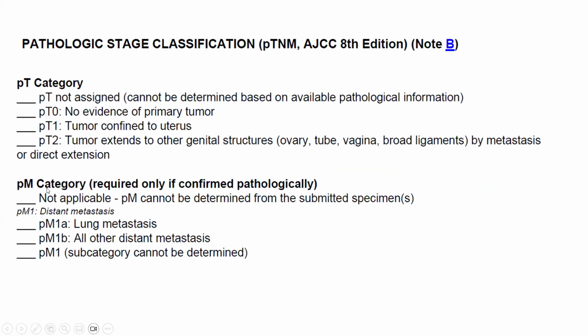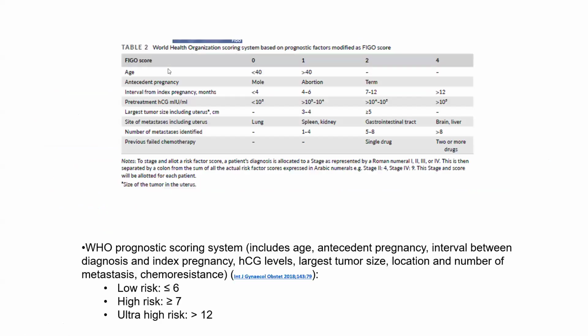In GTNs, actually, we have the T and the M. We do not have the N. T1 is confined to the uterus, and T2 is for the genital structures; M1a is for lung mets, and M1b is all other distant mets. I know that gynecologic oncologists and gynecologists always prefer the FIGO over the TNM, but we have to tell you that we sometimes go for the TNM.